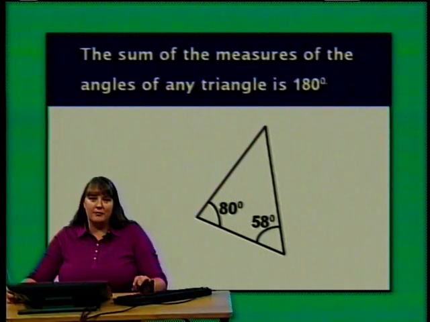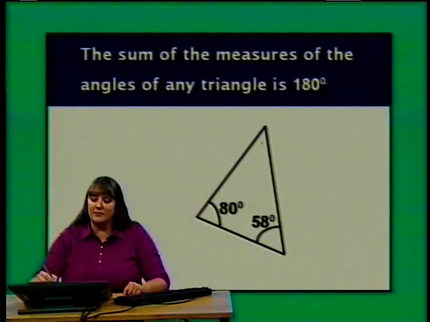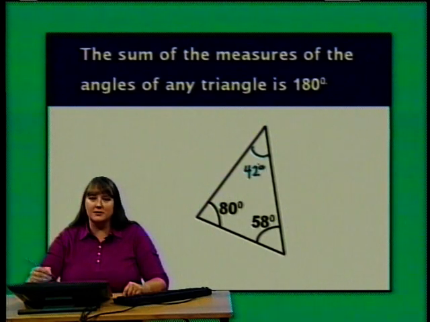Look at this triangle. What would be the measure of the angle that's not labeled? I have two angles labeled 80 degrees and 58 degrees. If I add up 80 and 58, I get 138. I would need to add 42 to that to get 180 degrees. So this missing angle must be 42 degrees.